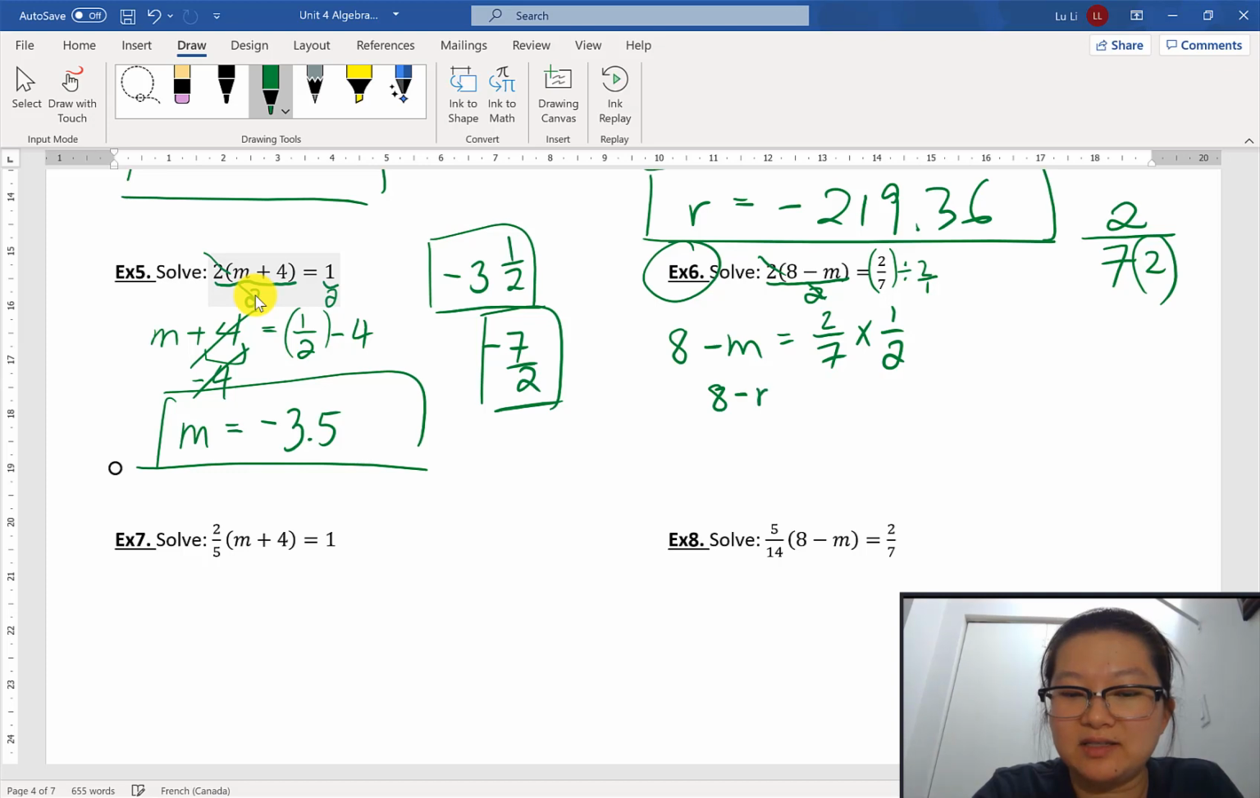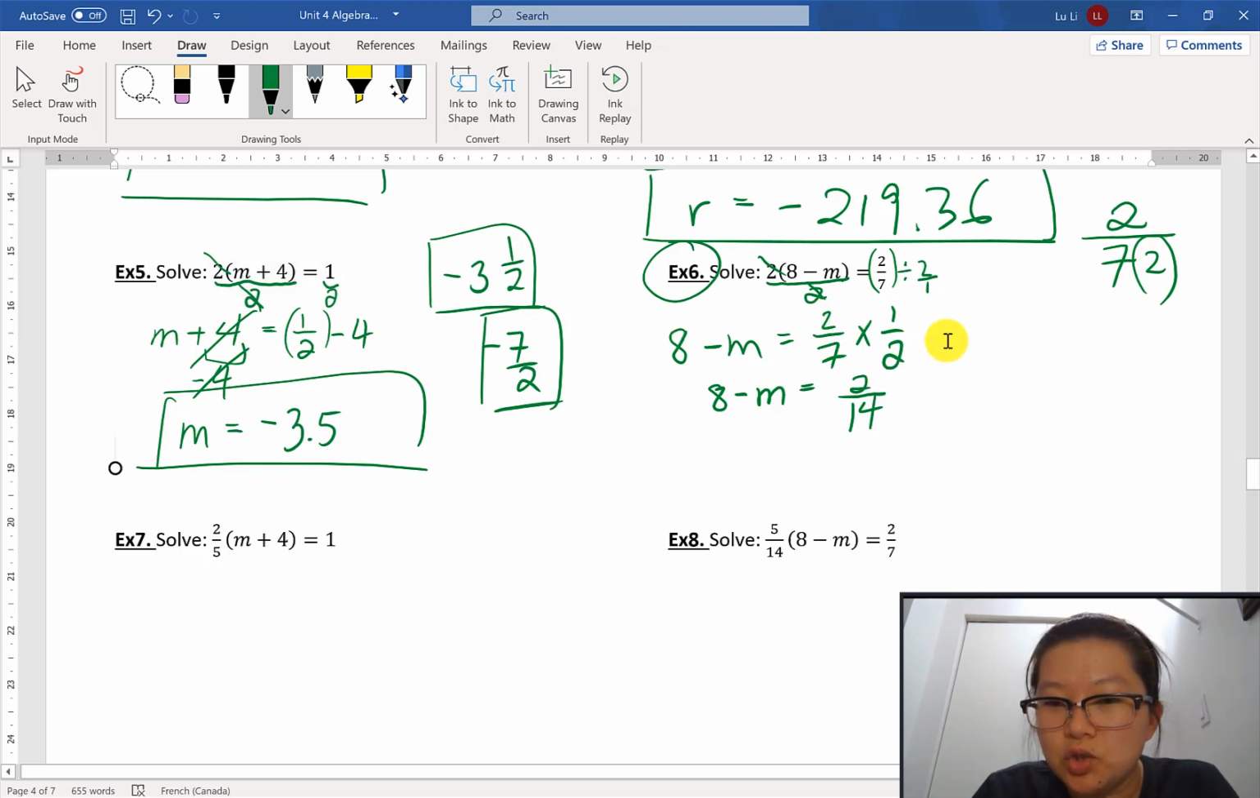This is 8 minus m is equal to 2 times, and multiplying fractions, top times top. 2 times 1 is 2, bottom times bottom, 7 times 2 gives us 14. Wait a minute. Isn't this over here? Right here, 2 over 7 times 1 over 2. Isn't this really pretty much what I just told you here? Which is 2 on the top, and then 7, and in brackets 2 on the bottom, which is just 14.